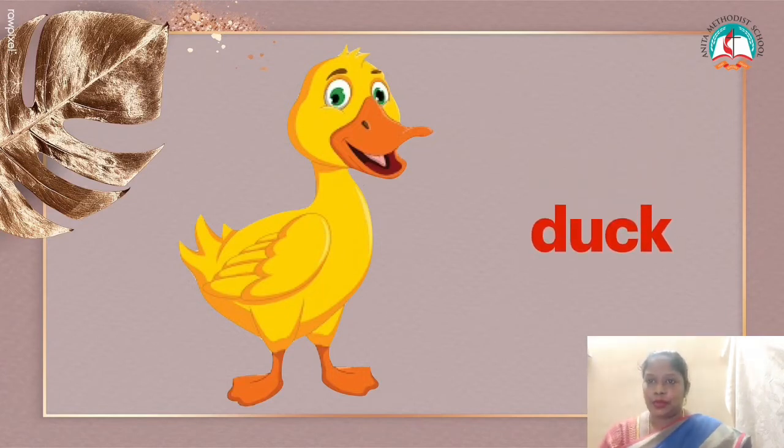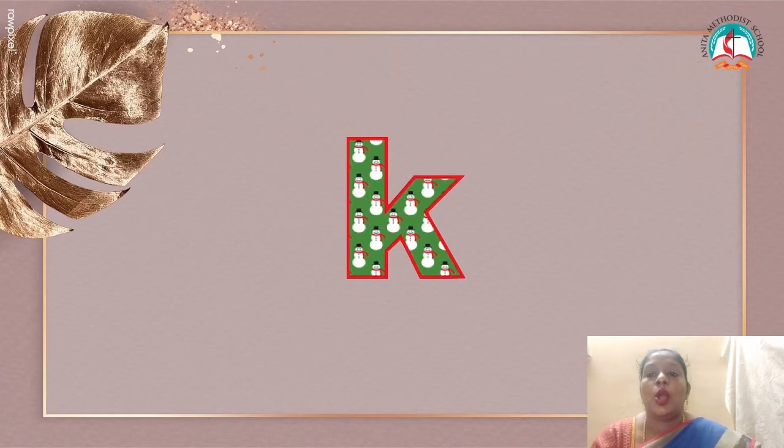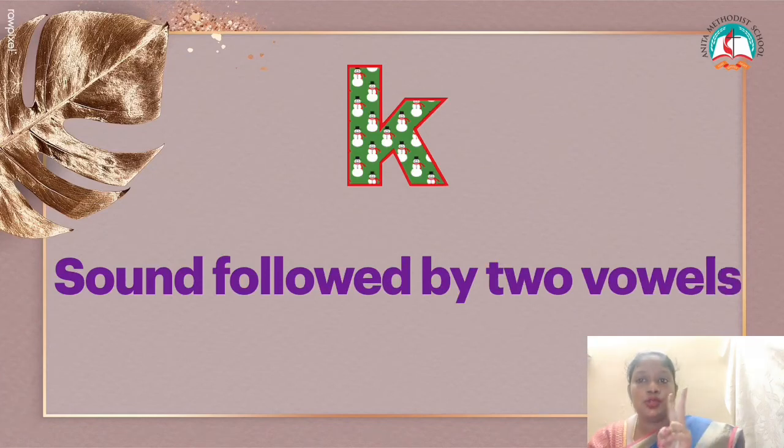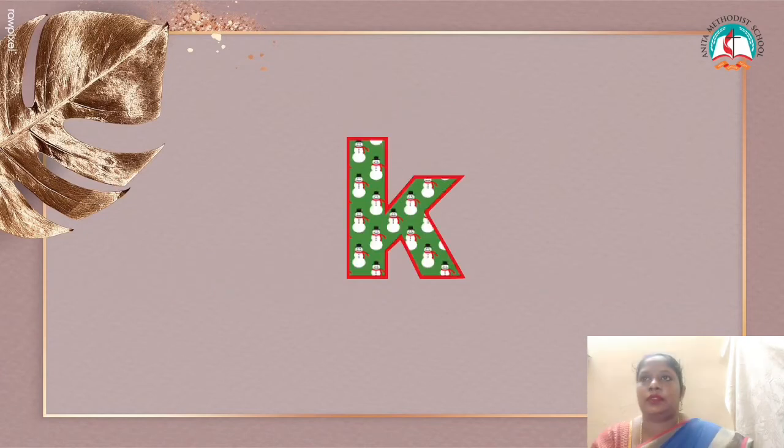Now we are going to see about the K rule. K ending rule. When the final K sound is followed by two vowels, we use K as an ending letter. Now let's see a few examples.